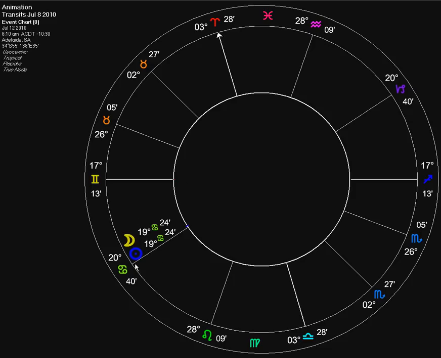As you can see, this is a new moon down here at 19 Cancer 24. This will occur on July 12th of 2010. That's what it looks like.